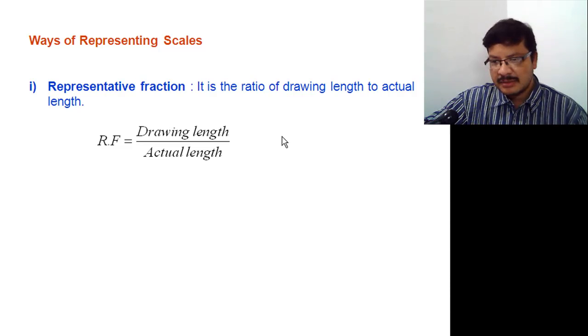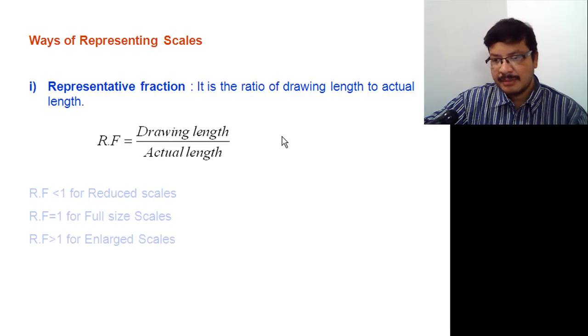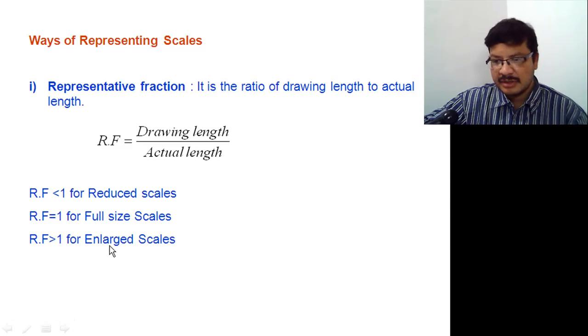So if drawing length is less, actual length is more, as in the case of buildings, then RF value will be less than 1. So it comes under reduced scale. If RF is 1, then it's a full size scale. Drawing length is more, actual length is less. That is the case of injection needle. In that case, RF will be more than 1. So this is the enlarged scale.